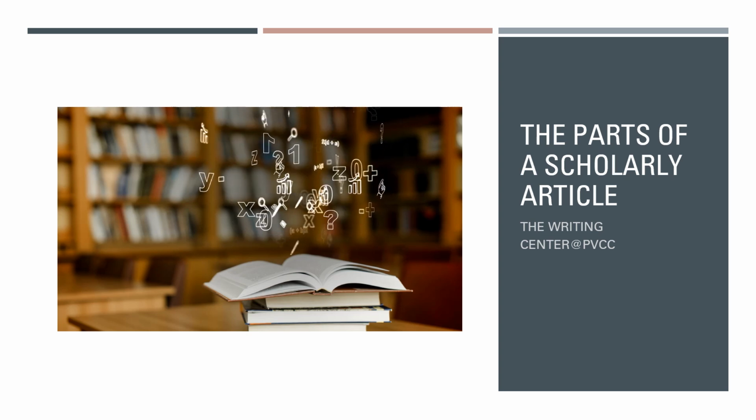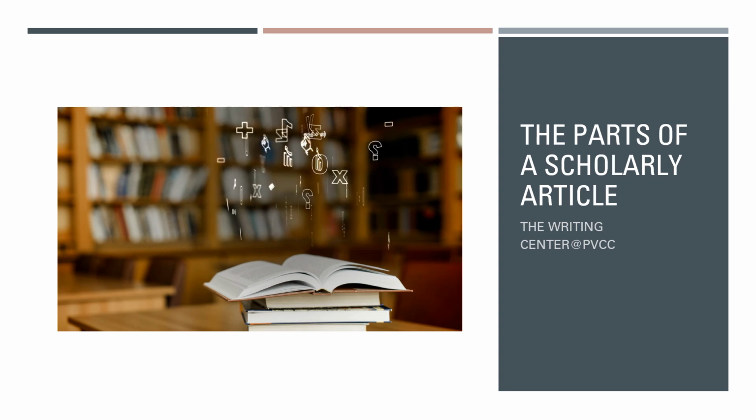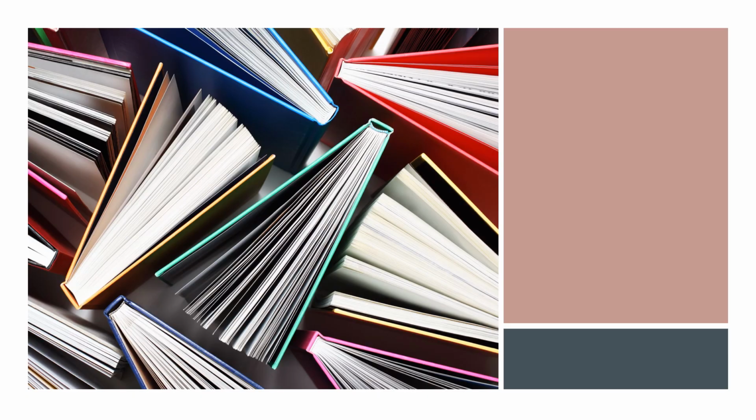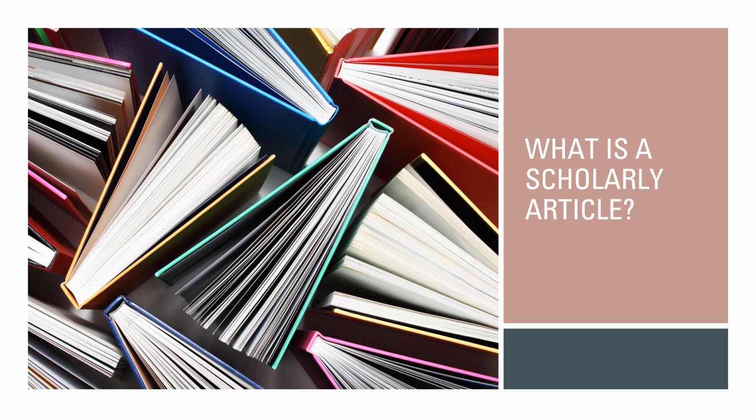Today, we're going to talk about the parts of scholarly articles, where to find them, and what they contain. So first, what is a scholarly article? A scholarly article is an article written by experts in the field being discussed. It is then peer-reviewed, a process where other experts in the field review and evaluate the article before it is published in a journal. Often, professors will require students to use scholarly articles to ensure their research is accurate and up to date. Here at PVCC, students can find scholarly articles by searching the Jessup Libraries database on the PVCC website.